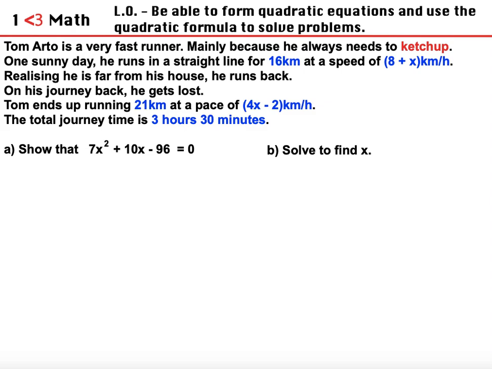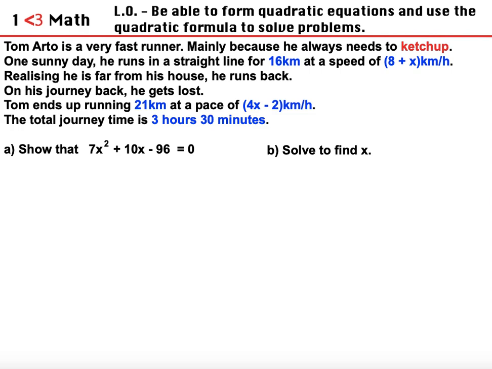Now, part A indicates that we've got to form a quadratic equation. The question doesn't specify exactly what strategy we're going to use, and sometimes you've just got to look at the variables that you have. So we go through the question and we say, right, okay, what do we see? We've got a distance, 16 kilometers, and we've got a speed of 8 plus x kilometers per hour. We've got another distance of 21 kilometers, and we've got another pace, another speed of 4x minus 2 kilometers per hour. We've also got a time.